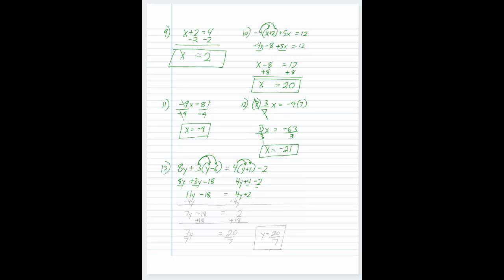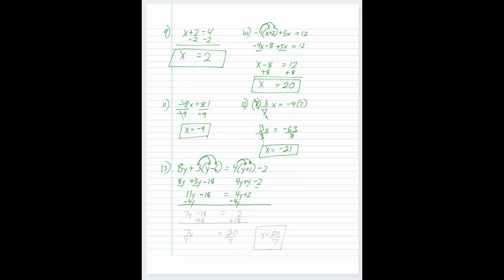What I like to do for the next step is I like to get letters to the left and numbers to the right. 4y is on the right side. I want that to be on the left side. So what I will do is I will subtract 4y on both sides like so. 11 minus 4 is 7y minus 18 equals 2.